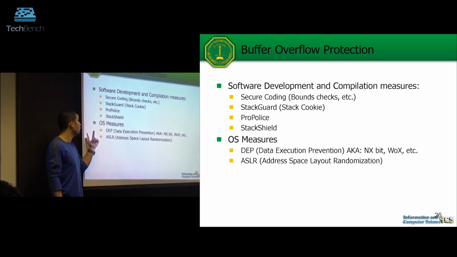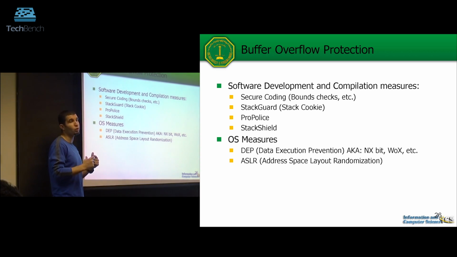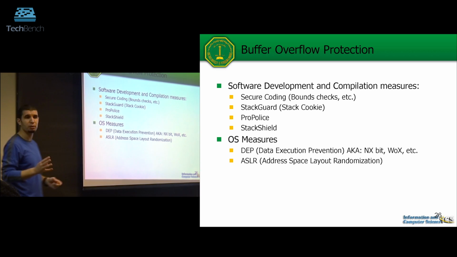For example, DEP is enabled in all recent versions of Windows, and in order to disable it you need to do it from the BIOS. Because it's so important. Same thing with ASLR. I think you cannot even disable ASLR. It is there and it can't be disabled, in recent Windows 10, for example.